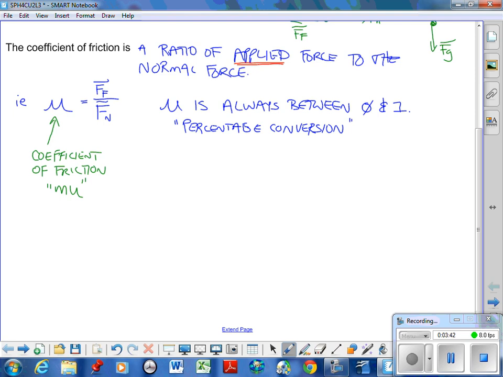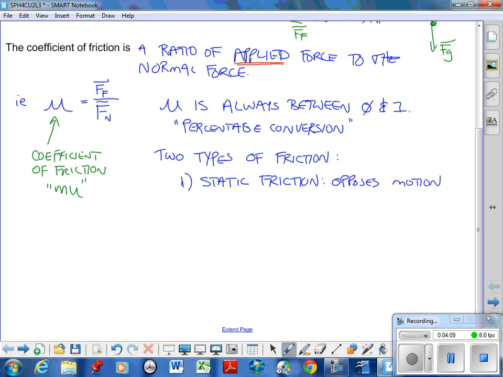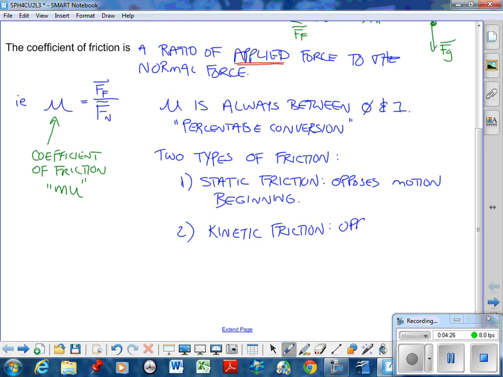And finally in here, there are two types of friction. The first one is static friction, and it opposes motion beginning. All right, so if you're going out and pushing your friend's car, you are fighting static friction off the start. Once it gets moving, then you have kinetic friction, that opposes an object in motion.